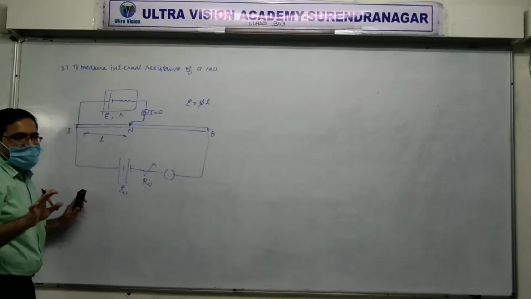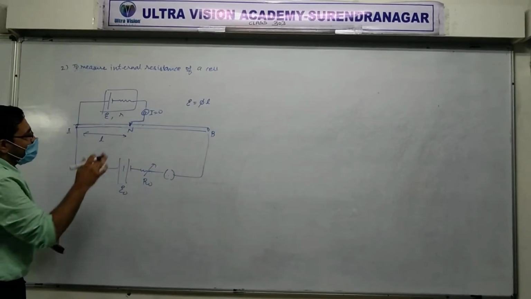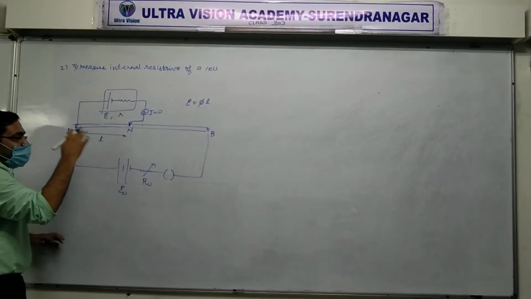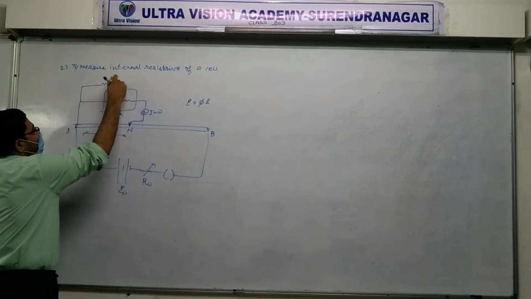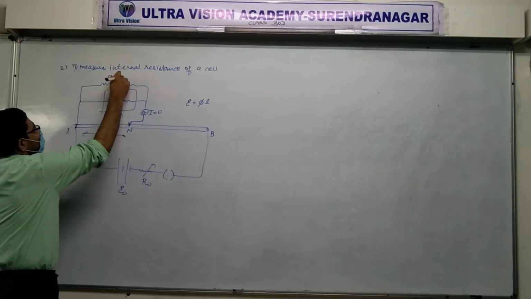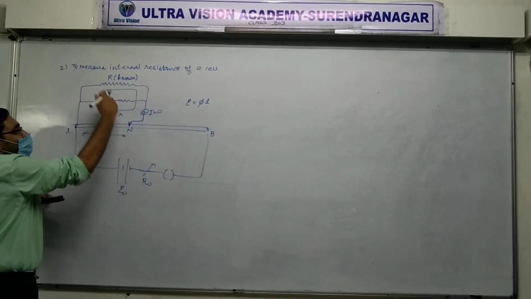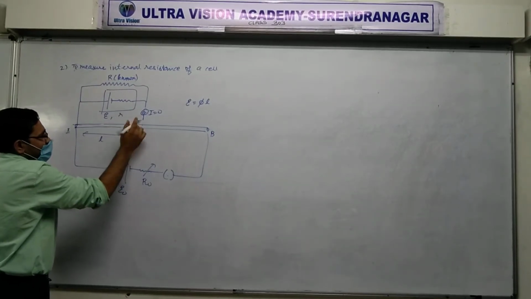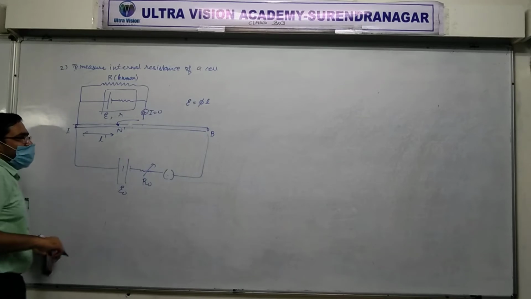I hope that is absolutely clear to everyone. Okay, fine. Now, what's new there? What's new is that in the second step, we connect a resistance capital R, which is known, in this way, parallel to this. And then we once again find the null point. So this time we get a new null point length, which we call l.